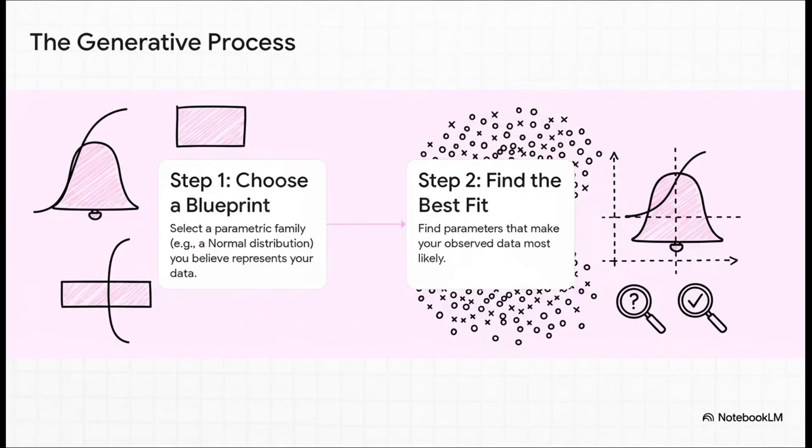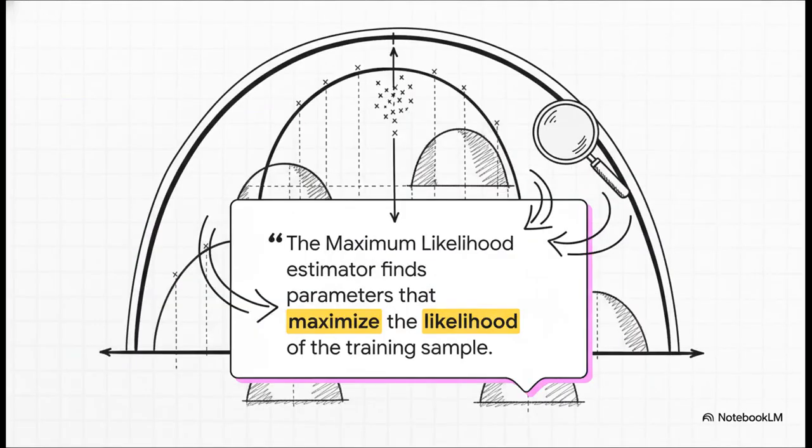You can pretty much boil the whole process down to two main steps. First, you pick your blueprint. You just make an assumption that your data probably follows a certain shape, like a bell curve. And then second, you have to find the exact specific parameters, the details of the story that make the data you've actually seen as likely as possible. It's like finding the one perfect story that fits all the facts you have. Now, this powerful method has a name, maximum likelihood estimation, or MLE.